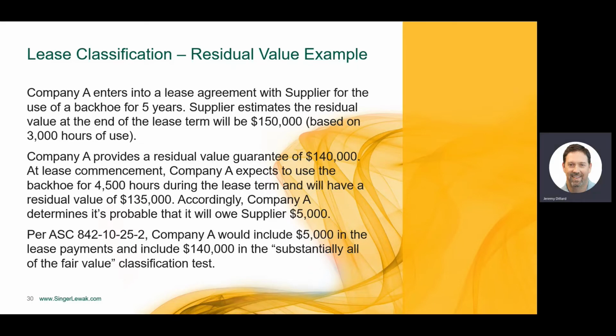A company leases equipment for 5 years, and the lease states that the residual value will be $140,000 at the end of the lease, and that's based on 3,000 machine hours. However, the company expects to use 4,500 machine hours during the lease, and the fair value will be $135,000, which means the company expects to pay $5,000 for that residual value guarantee. So, for the present value calculation, the company includes the $5,000 for the residual value guarantee in the lease payments and includes $140,000 residual value when determining the amount that is substantially all of the fair value.